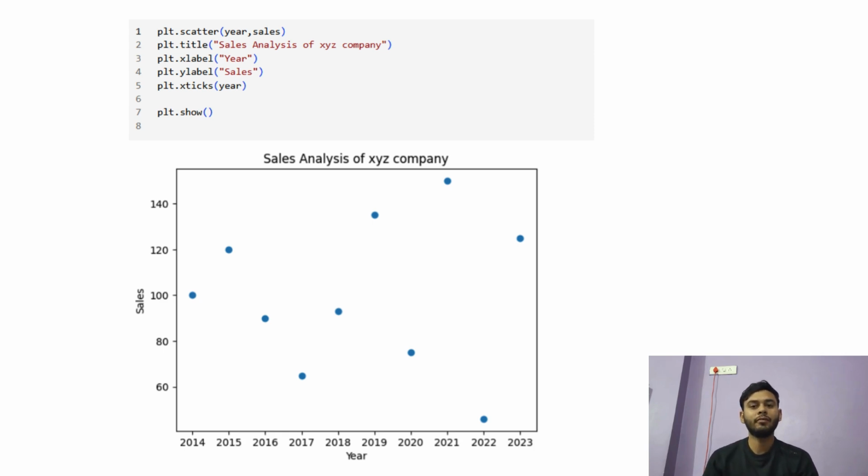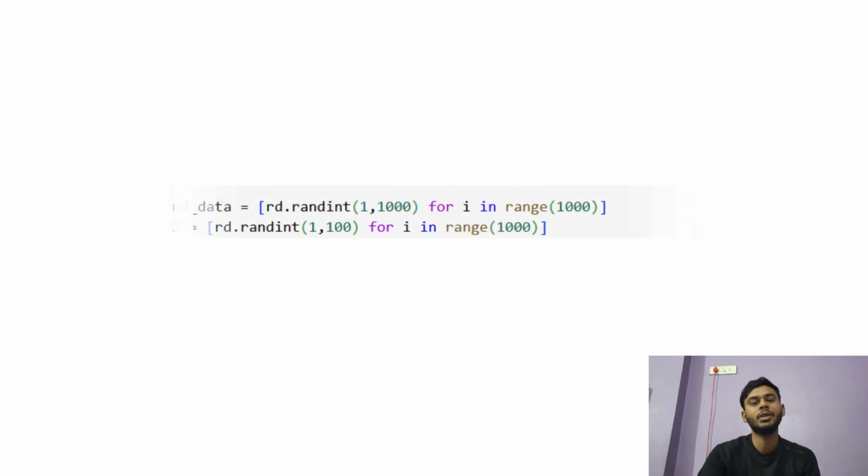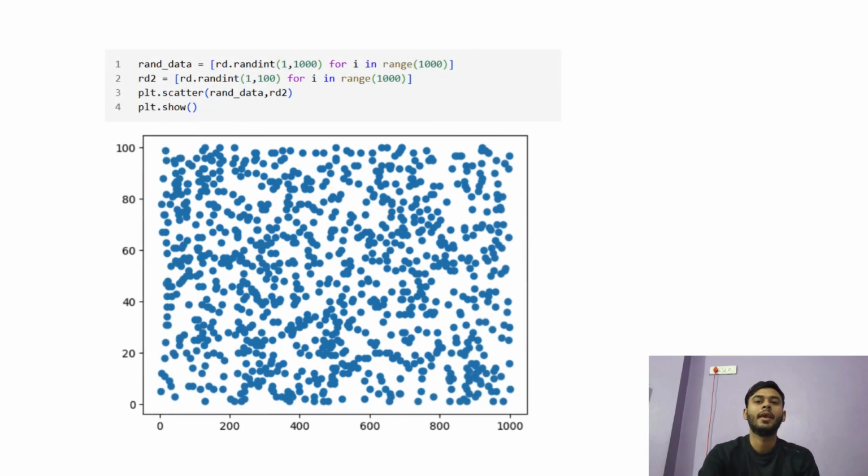What if we have a large amount of data and need to analyze it through a scatter plot? Let's see an example. As you can see, we have two variables, random data and RD2. In each of these variables, we have 1000 data points. So let's plot a scatter plot of this and analyze the data. As you can see, this plot is full of points. By seeing these points, we can say that the data is equally distributed. That's all for the scatter plot.